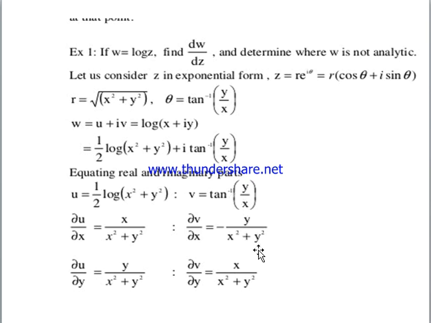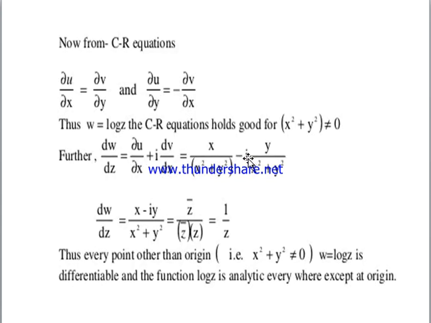So 1 by 1 plus x square into y by x derivative is, here y is constant and 1 by x derivative is minus 1 by x square. So that's why we get the negative sign here. Here also the same procedure you can follow, but with respect to y, the y by x derivative is 1 by x. So simply you can find the derivatives, and CR equations are satisfied. So that's why it is analytic.